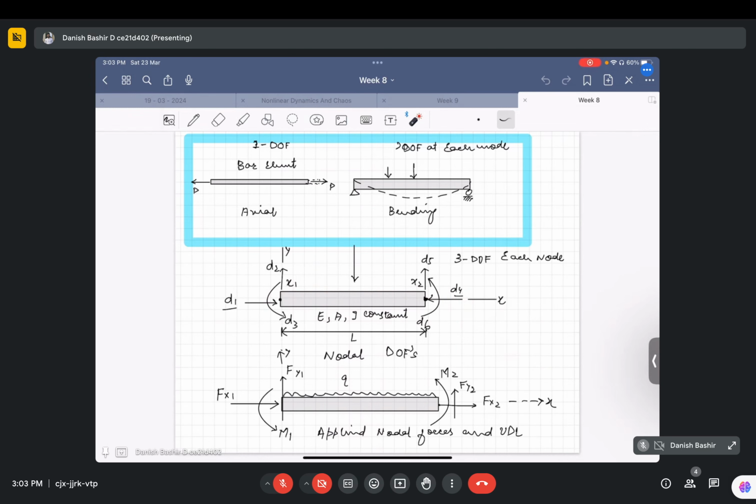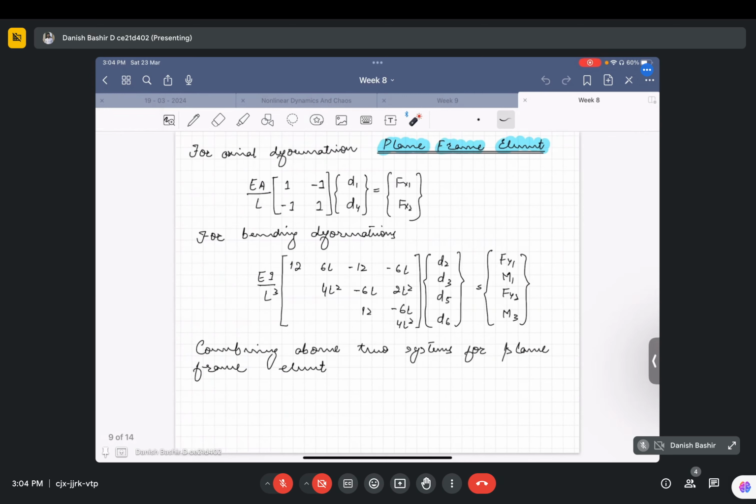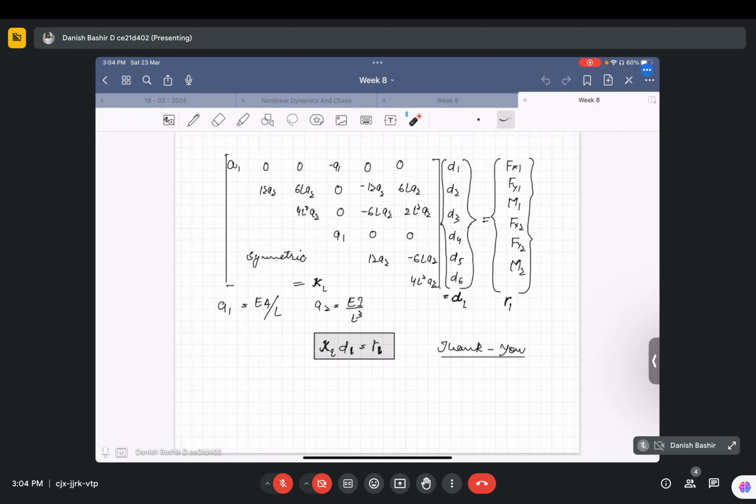Like in the bar element, we saw a simple bar like this. Then that same bar was inclined with some inclination theta with the global coordinate system. So moving forward, we will see these things in today's class.